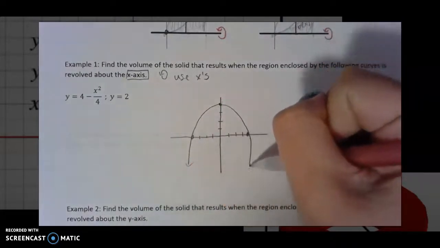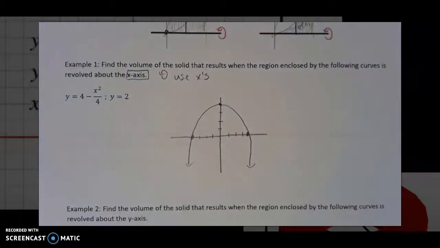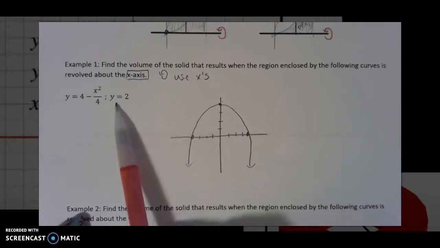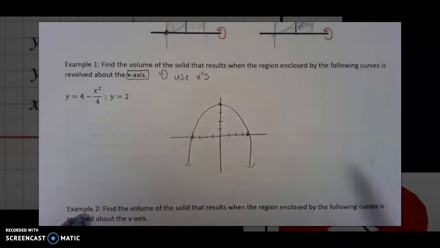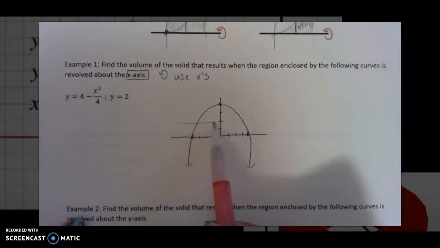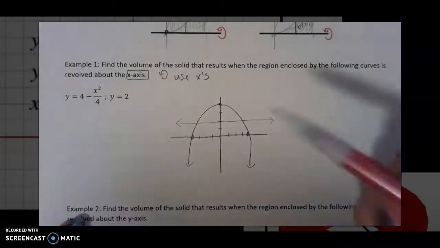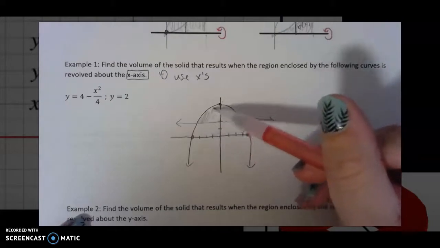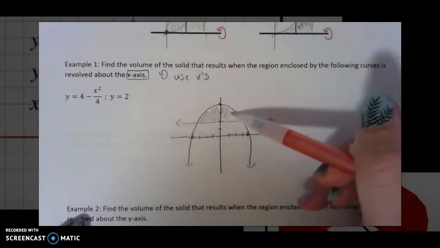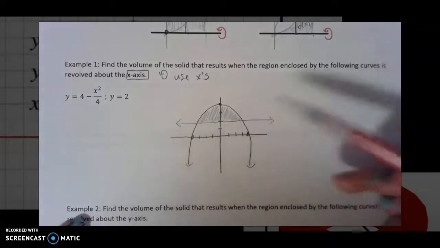Again, might not be perfect, just a sketch so we get an idea of what we've got. So this is that first function, 4 minus x squared over 4. Then my next function is y equals 2. So this means it's a horizontal line that goes through all the y values of 2. So that's going to be right here. Okay, so that means the shaded area that I'm shading is the area that's enclosed by those two.